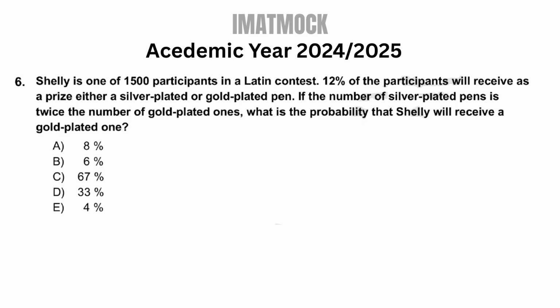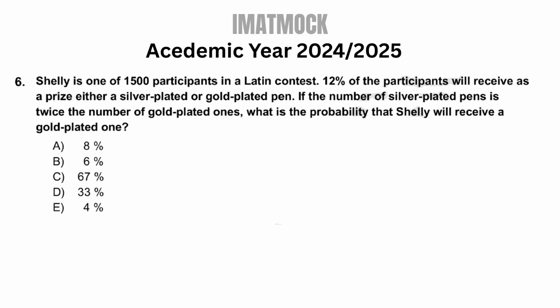Shelly is one of 1,500 participants in a Latin contest. 12% of the participants will receive a prize, either a silver-plated or gold-plated pen. If the number of silver-plated pens is twice the number of gold-plated ones, what is the probability that Shelly will receive a gold-plated one? The question asks, what's the probability that Shelly receives a gold-plated pen?